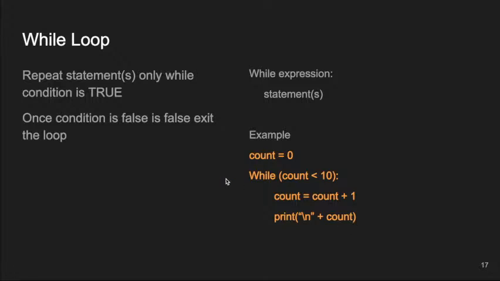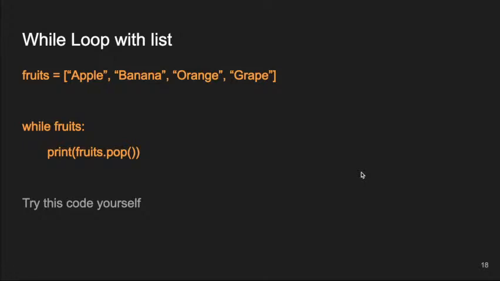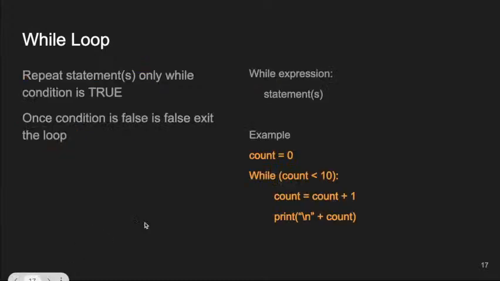Okay, let's see what we have next. Here we have a list. So the list has some fruits, all right, and is assigned to fruits. And then here you can see we have while fruits. So sometimes you may not have a condition, like, let me check the previous slide. You see here we have a condition. You see count, and then we are using the less than operator, and then there's a number here.